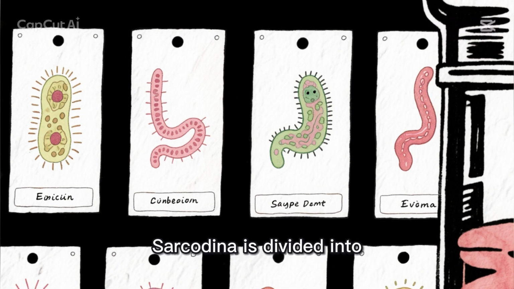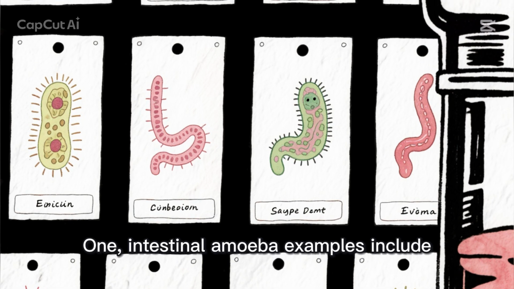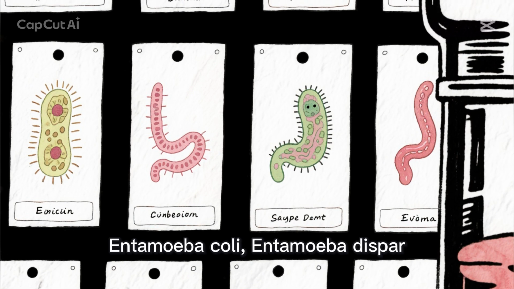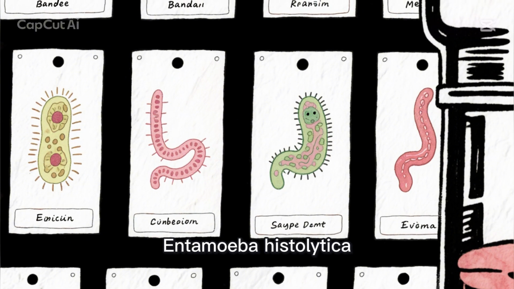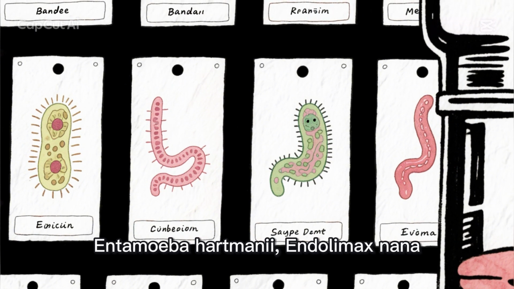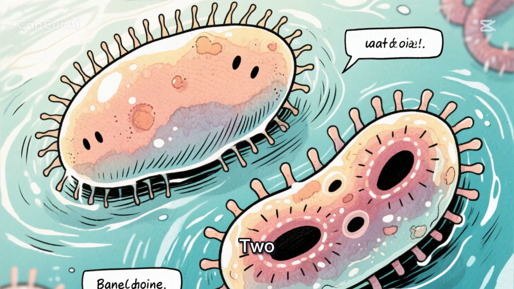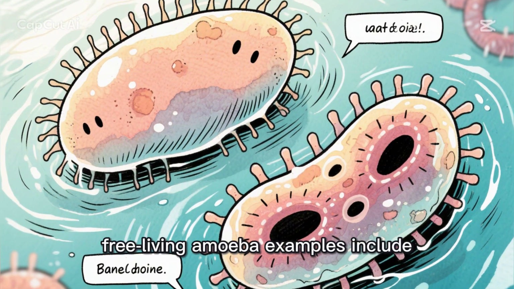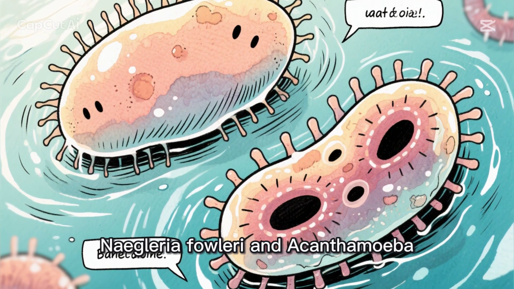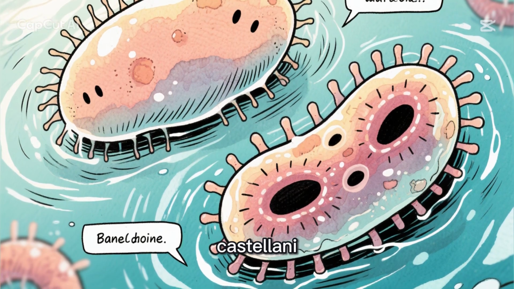Sarcodina is divided into 1. Intestinal amoeba. Examples include Entamoeba coli, Entamoeba dispar, Entamoeba histolytica, Entamoeba hartmanni, Endolimax nana, and Iodamoeba buetschlii. 2. Free-living amoeba. Examples include Naegleria fowleri and Acanthamoeba castellanii.